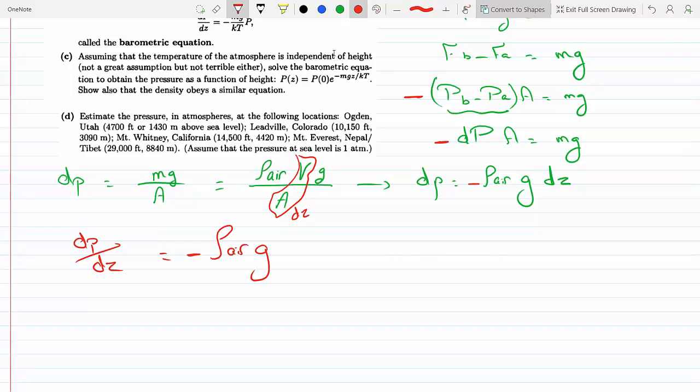Negative density of the air times gravity, which makes sense, because measuring from the bottom up, as we increase the height, the pressure would go down. Oops, let me just fix this.